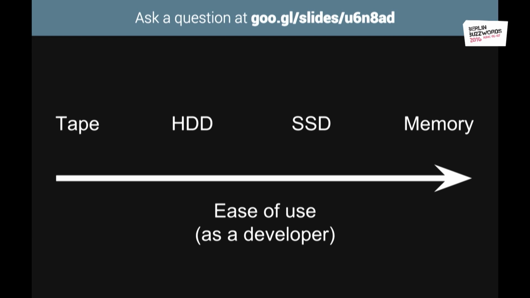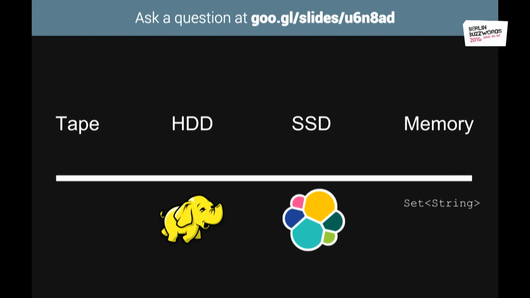I'd also say that the ease of use to you as a developer is definitely in this direction as well. Because if you want to use memory in order to store data, it's actually really easy. You just initialize an array, or you initialize a set or something in your code. You use one line. However, if you're going to be using an SSD or a hard drive in order to be doing stuff with your data, you might need to use an open source framework in order to do it.